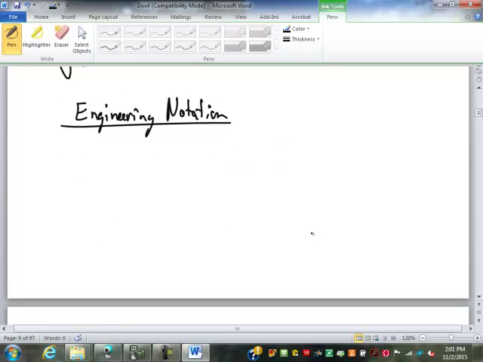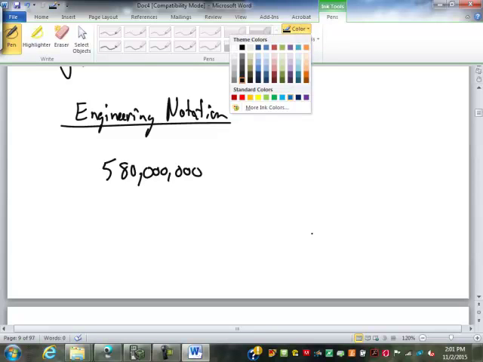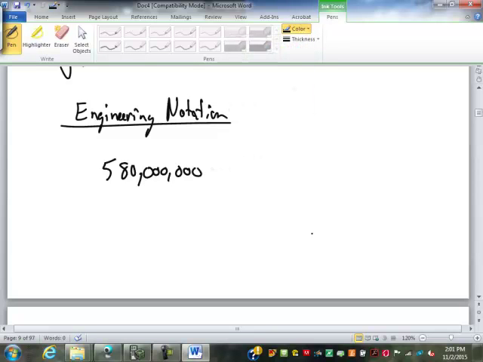So if I have 580 million, and I want to put it into engineering notation, can I move my decimal point 3 spots? Yeah. Sure. 1, 2, 3. Can I go 3 more? Yeah. 4, 5, 6. Can I go 3 more? No, I cannot. It's okay to have up to 3 digits in front of the decimal point in engineering notation.